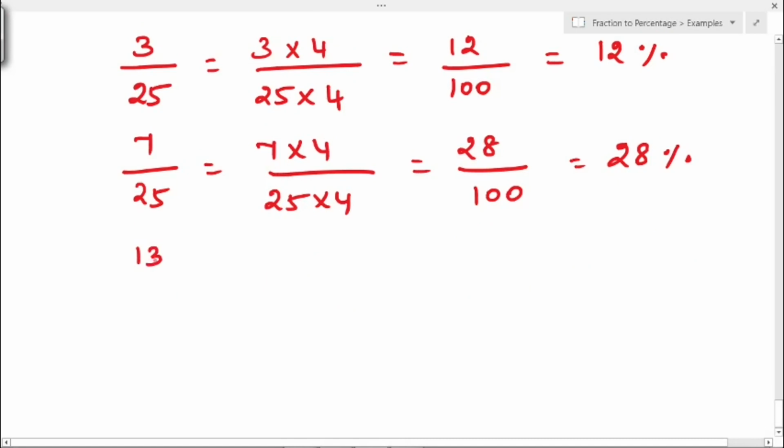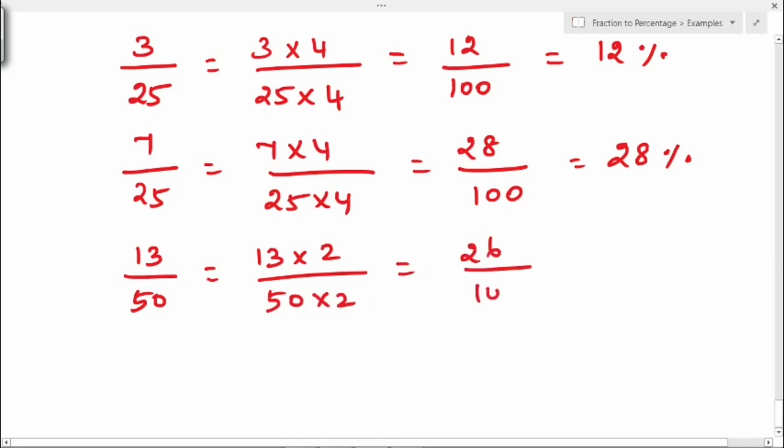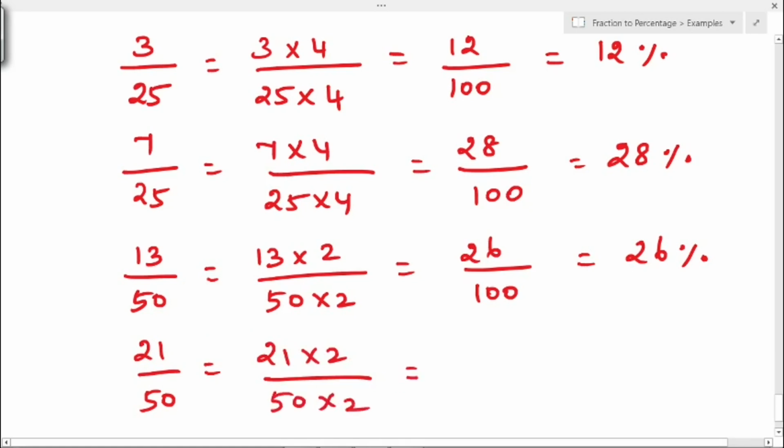Next we have 13 divided by 50. See, in the denominator we have 50. So if you multiply with 2, you will get 100, right? So 13 into 2 divided by 50 into 2. So 13 into 2 is 26 divided by 100. So we have 26%. Next we have 21 by 50. Again we have to multiply both the numerator and denominator with 2. So that is 21 into 2 divided by 50 into 2. So 21 into 2 is 42 divided by 100. So the answer is 42%.